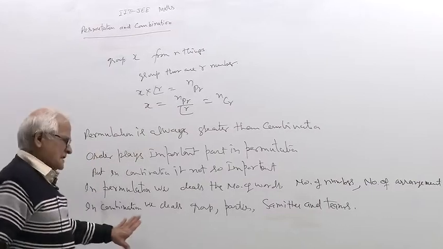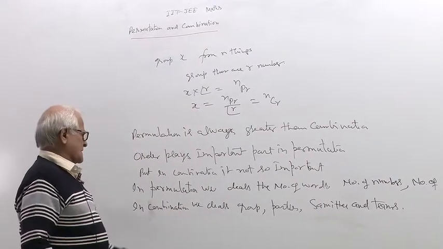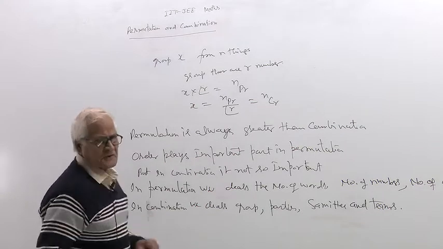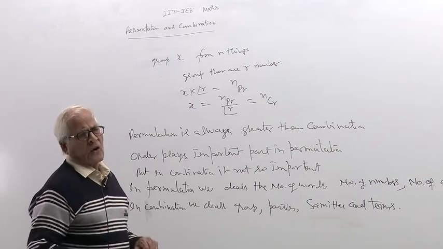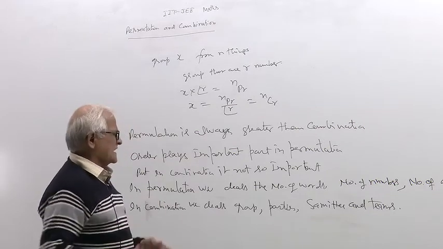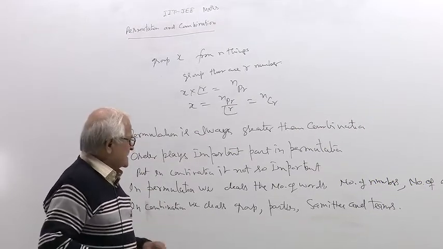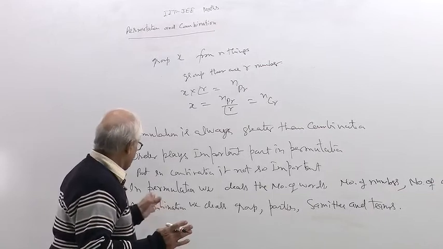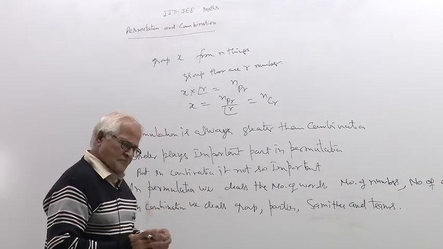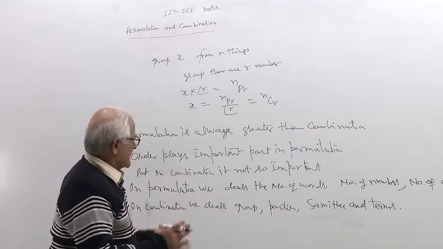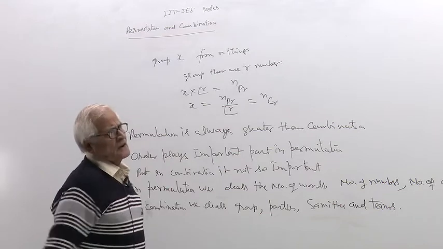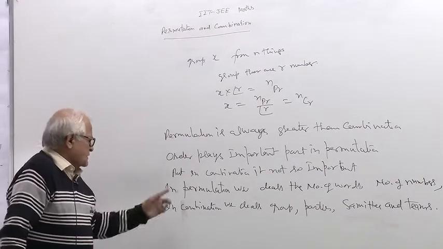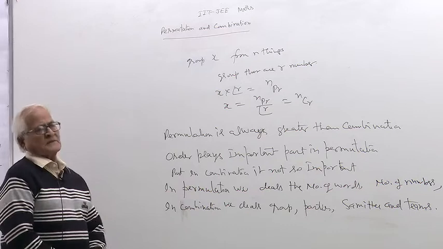Here, these are the differences between the permutation and the combination. In the combination, we deal with the group, parties, samitis, and teams. There is no important role of the order. But in the permutation, we deal with the number of numbers, number of arrangements, number of words, number of letters. And the order of the number plays a vital role, an important role in the permutation. Now this is the difference between them.